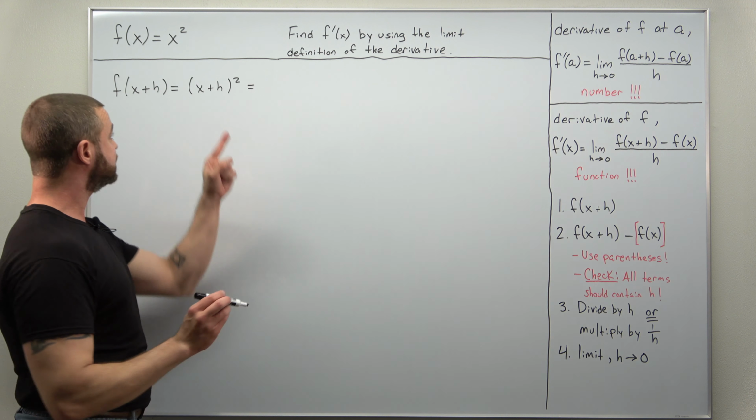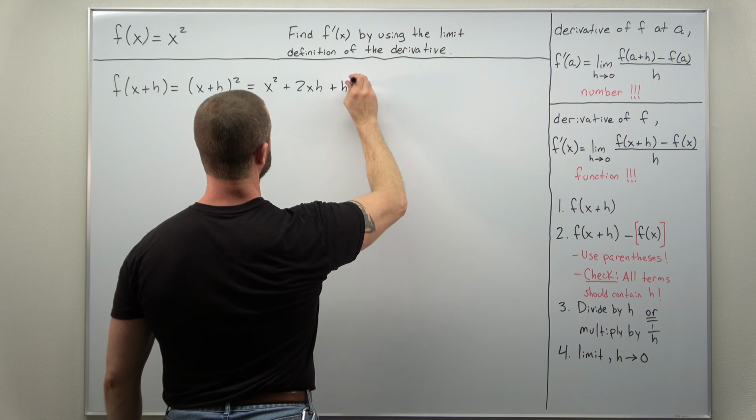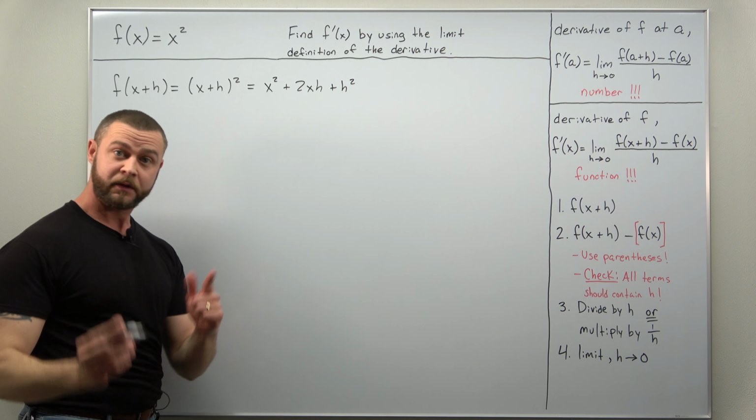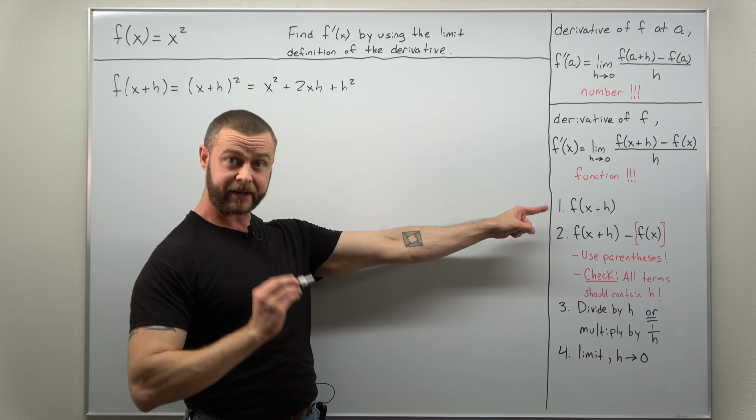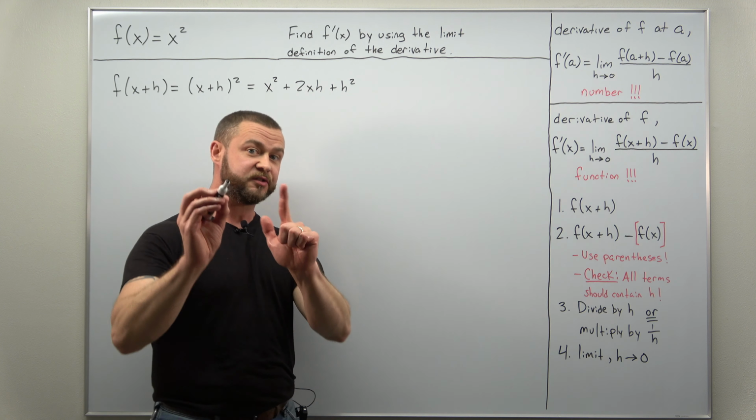We're not going to just square each term. In other words, this is not x squared plus h squared. So be careful, foil that. x squared plus 2xh. Those are your outer and inner terms. And then we get plus h squared. So that's pretty much it for step 1. Step 2, this is where most of the work for these problems occur.